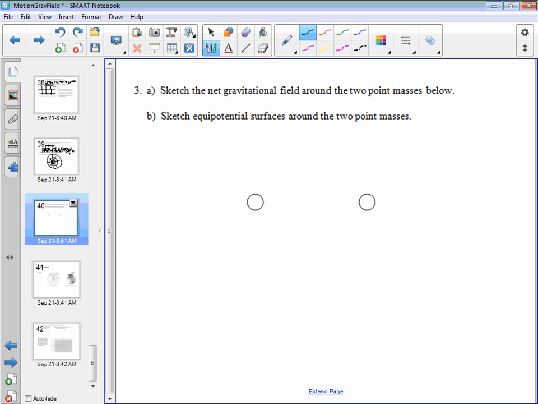Next is to sketch the gravitational field around certain point masses. I'm not going to do that. I am, though, going to draw for you the equipotential lines around both of these. It looks something like this. It's from your textbook, and you can get pretty much the same thing.